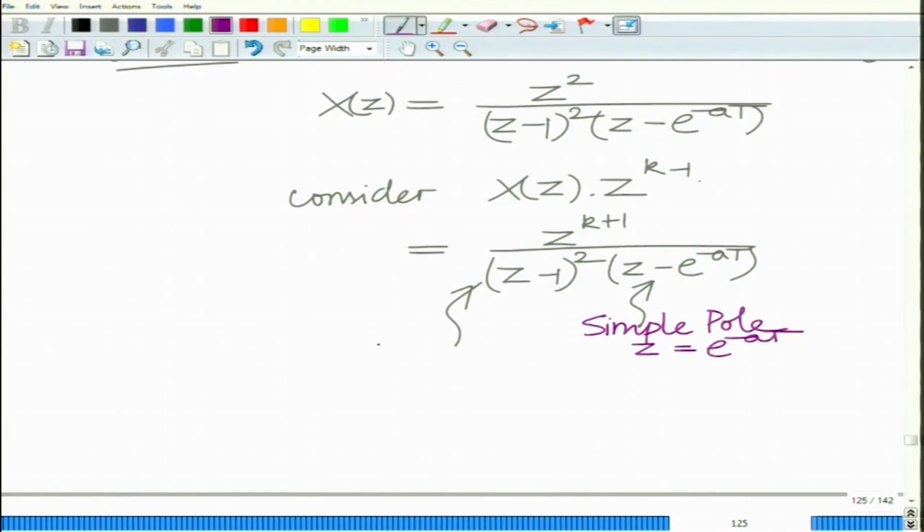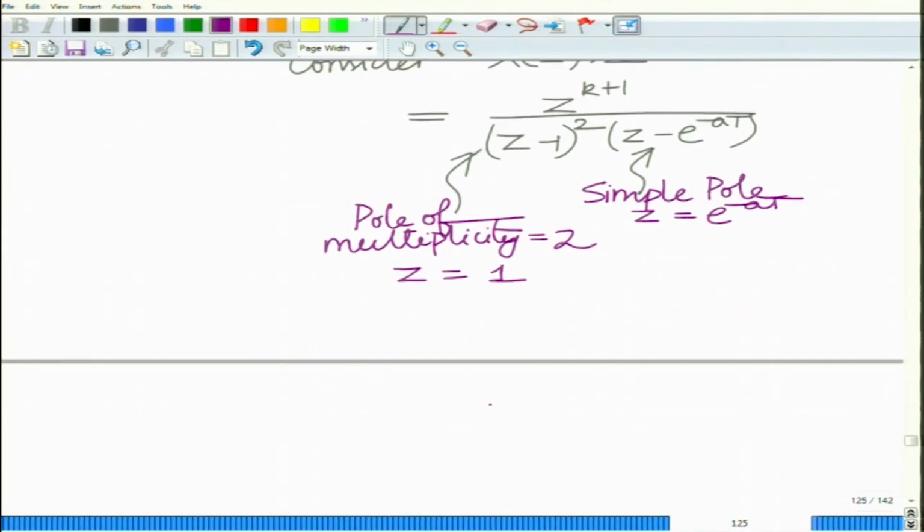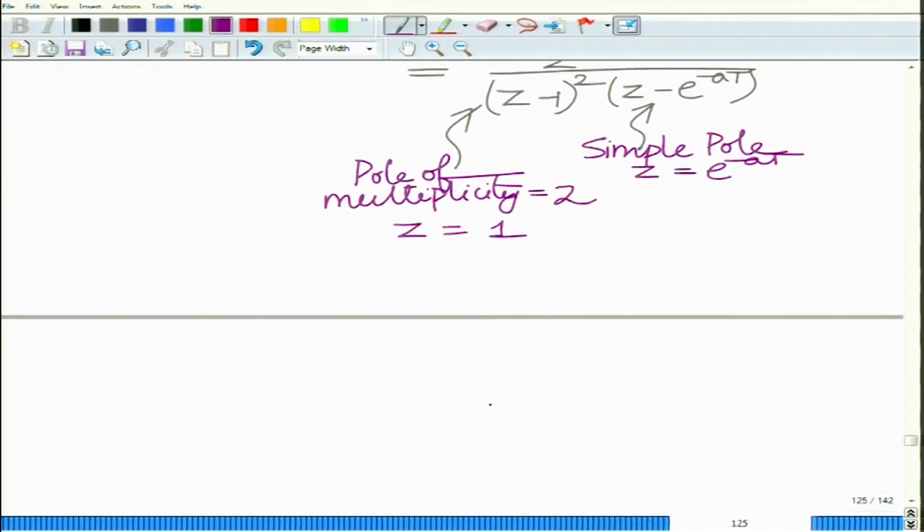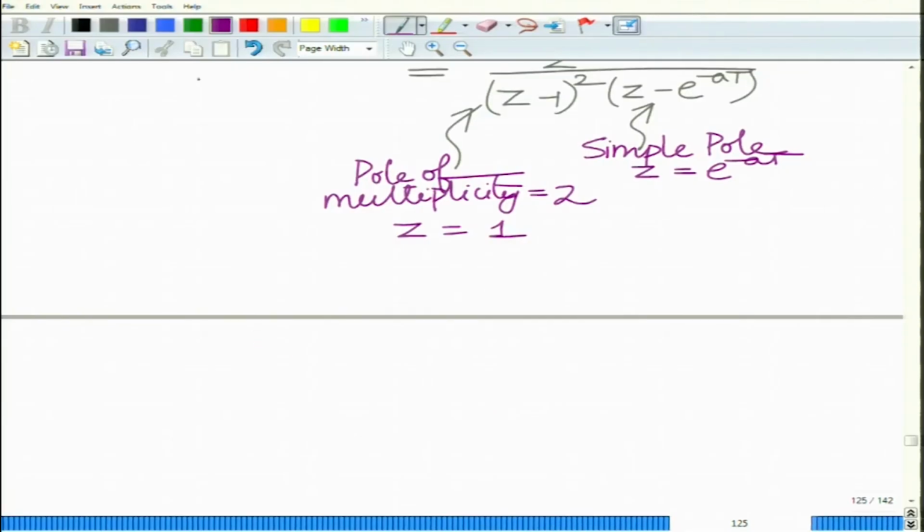And there is a pole of multiplicity 2 at z equal to 1. All right. So, there are two poles. At z equal to 1, you have a pole of multiplicity 2 because you have a factor (z minus 1) squared, and at e raised to minus a t, you have a pole of multiplicity 1. Okay. Now, first let us find the simple residue.